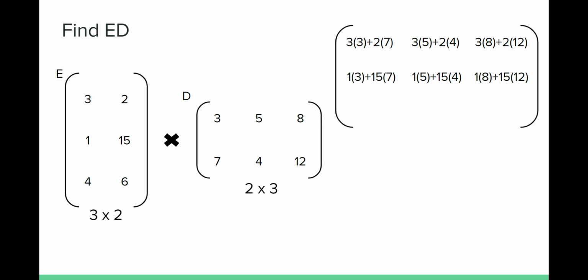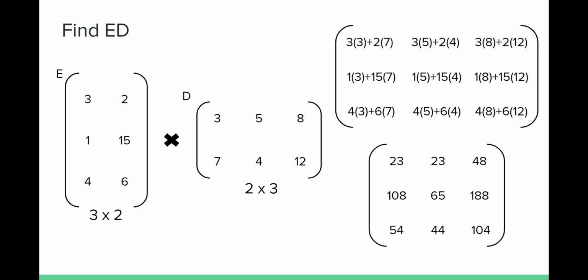and then the next column of D, and then the final row of E, 4 and 6, we would get 4 times 3 plus 6 times 7, and then 4 times 5, and then 6 times 4, and then the final row 3 and column 3, we would get 4 times 8 plus 6 times 12. And then we would find the answer to each entry, and this would be our resulting matrix. 23, 23, 48, 108, 65, 188, 54, 44, and 104.